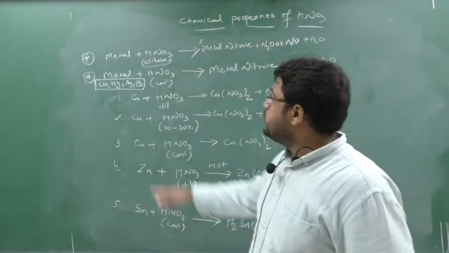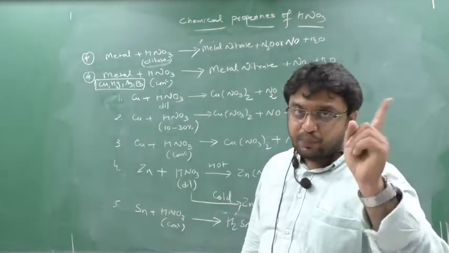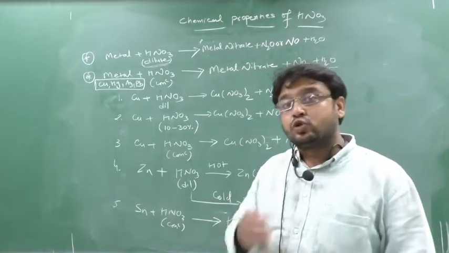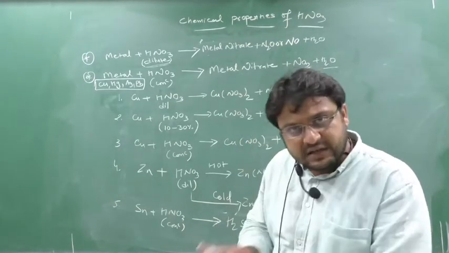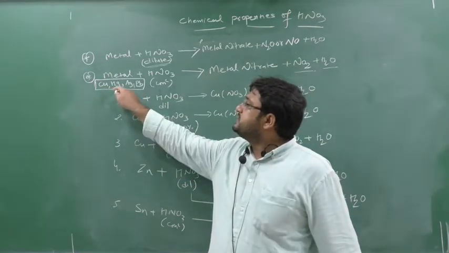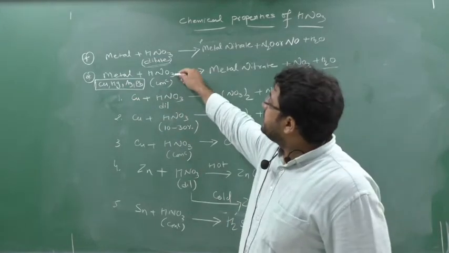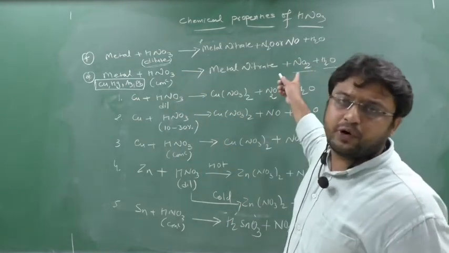Au and Pt will not react with nitric acid. So then what to do? I will discuss it in this video only. So see here, less reactive metals like Cu, Hg, Ag, Pb; Au and Pt will not come here. Clear? So when reacted with concentrated nitric acid, the product is fixed.